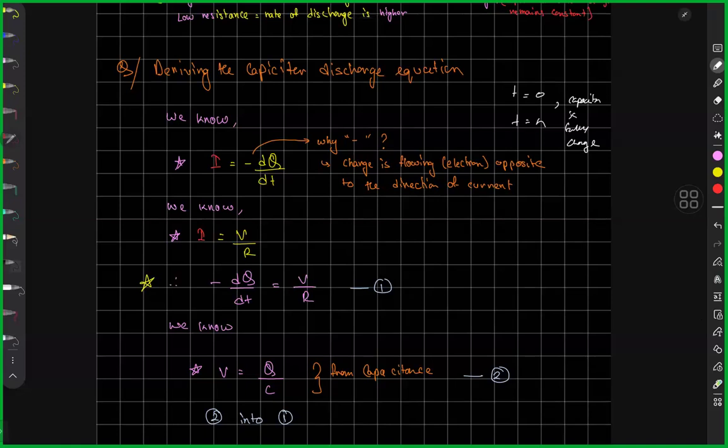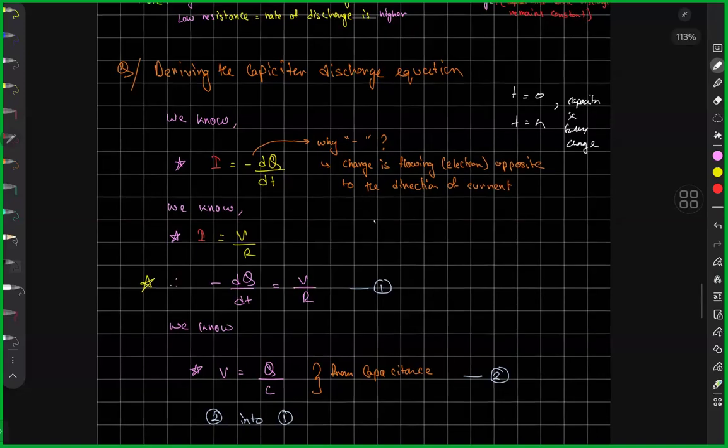I can also express I as V by R. Well, typically V is equal to IR. Nothing to be confused about. So let's equate both equations of I. So I get minus dq by dt equals V by R. Shocked? Shouldn't be, because I haven't done anything crazy right now.